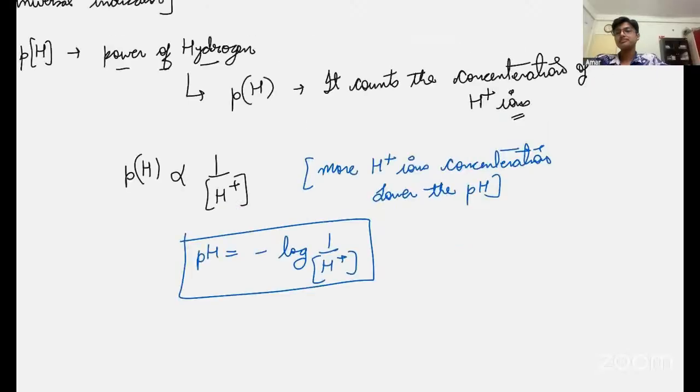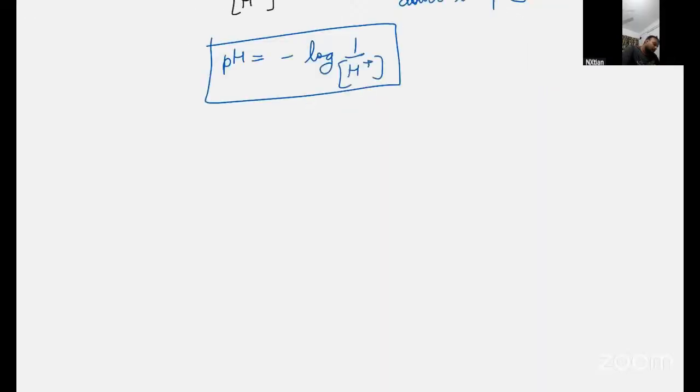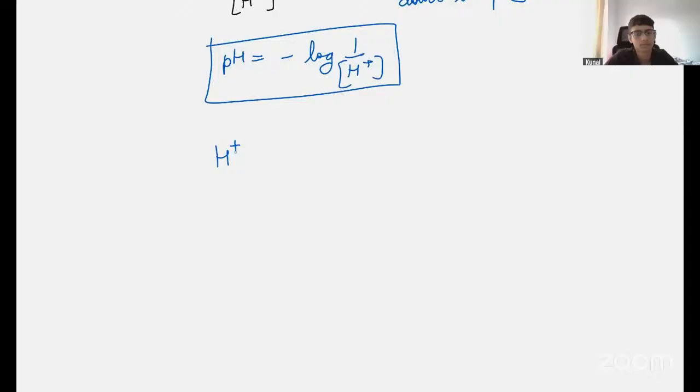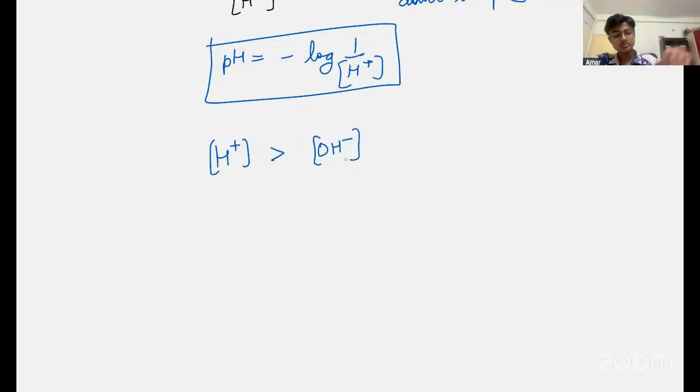So basically, now listen, this is an important thing. We know that acid releases H plus ions, and what do bases release, Kunal? OH minus. Very good. So if H plus ion concentration is more than OH minus concentration, then the solution is acidic or basic? Acidic. Then the solution is acidic.